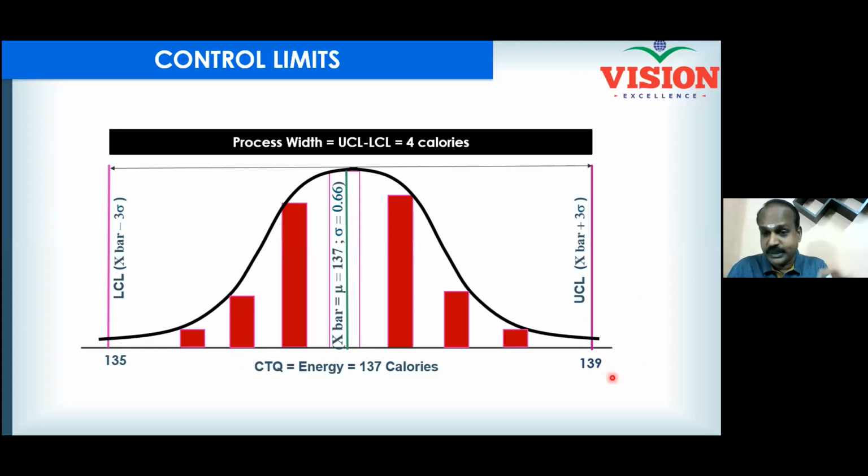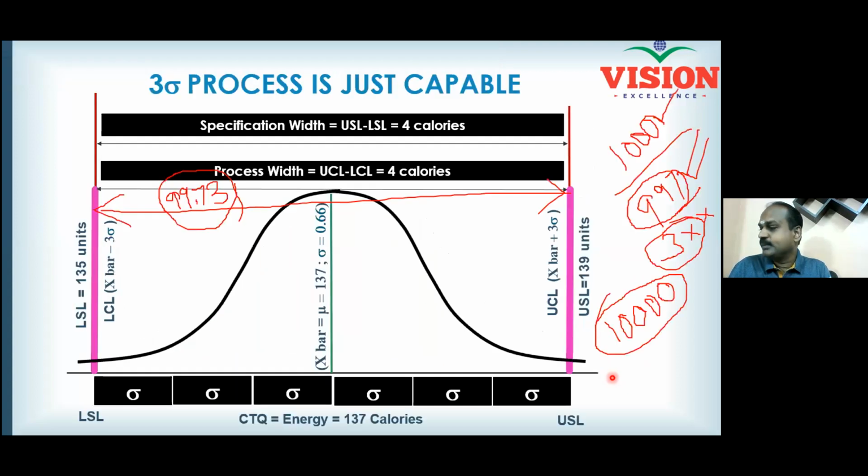So with that point in mind, I am overlapping my specification limit and control limit. See, my upper specification limit is here, 139. My upper control limit is also 139. My lower specification limit is 135. My lower control limit is also 135. And now my control limit and specification limits are overlapping, which means my specification width and my process width are the same. That means my process looks capable.